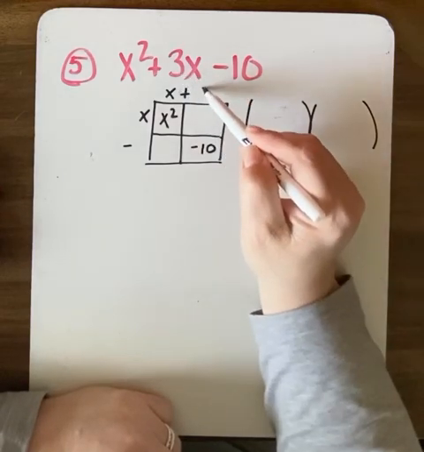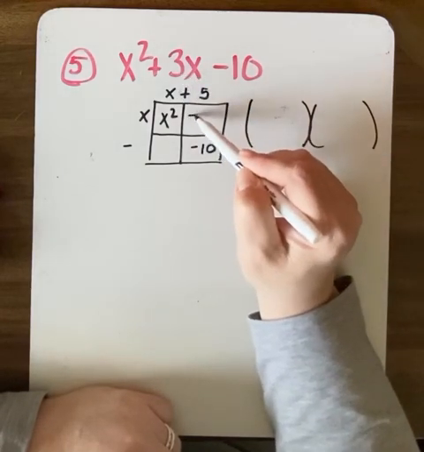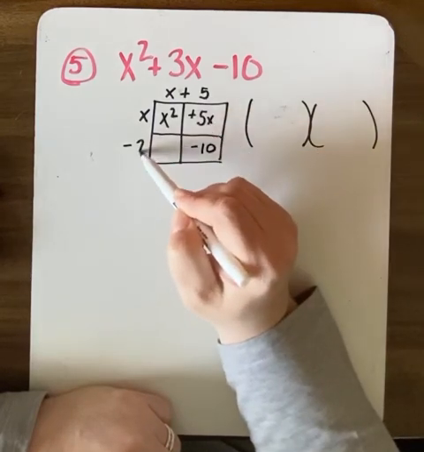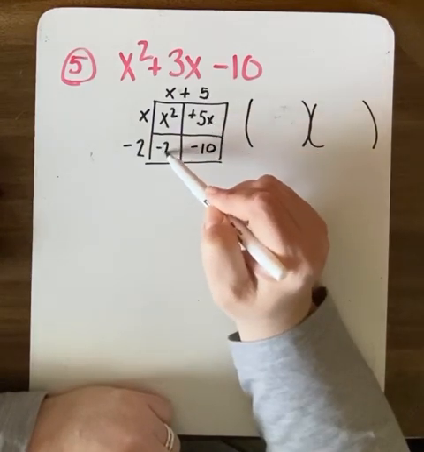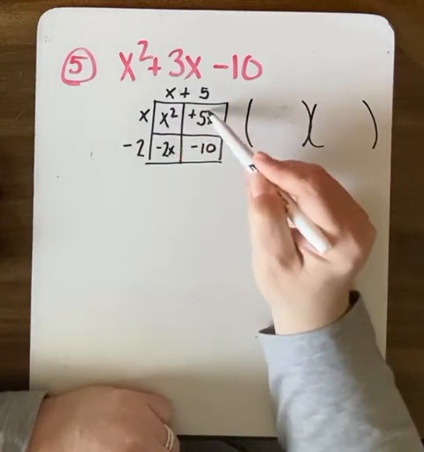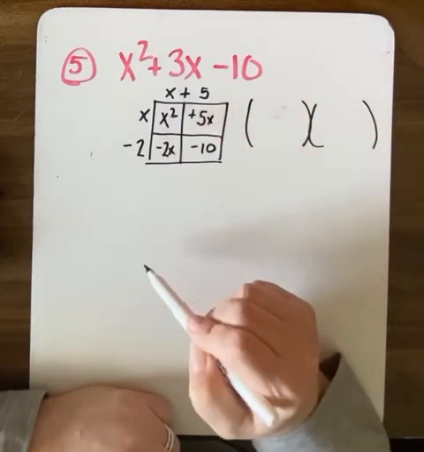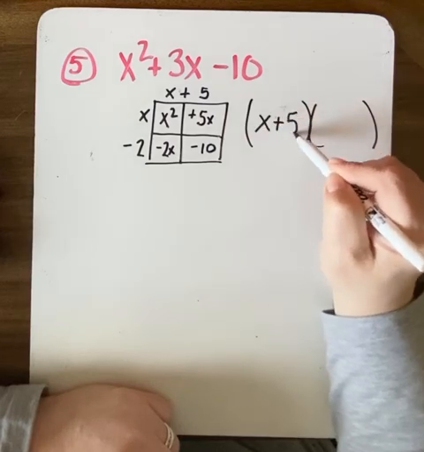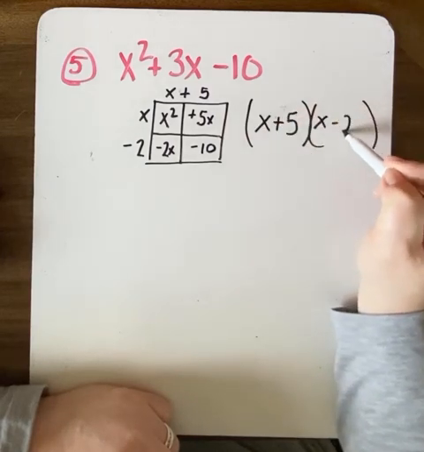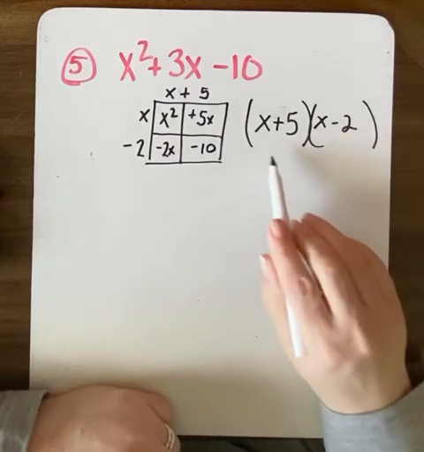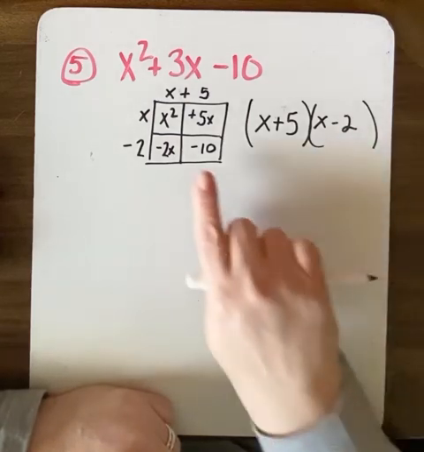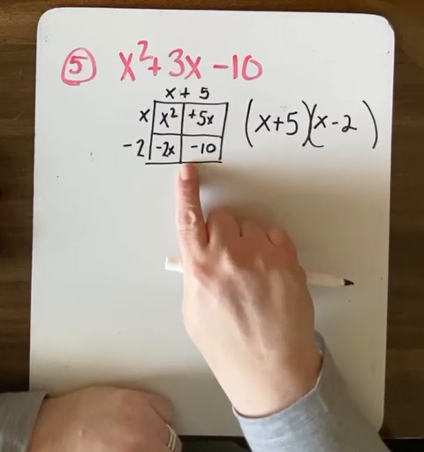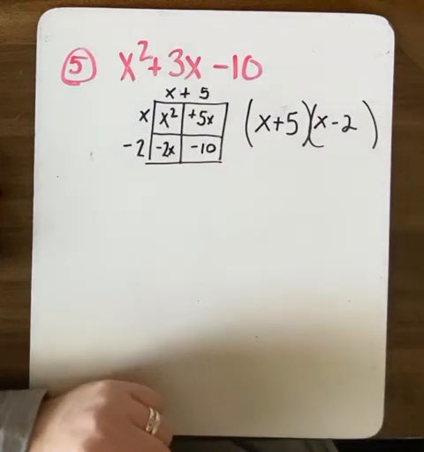So if I were to put a 5 in here, that would make this a positive 5x. And if I would put a 2 here, this would make this a negative 2x. And that combines to make a positive 3x, which gives me my two factors of x plus 5 and x minus 2. The factors are what we're looking for. If you still want to use that box method to help you think through the problem, please feel free to do so.